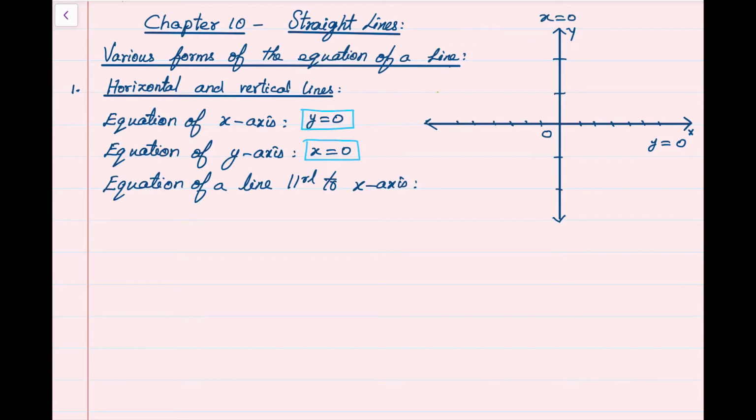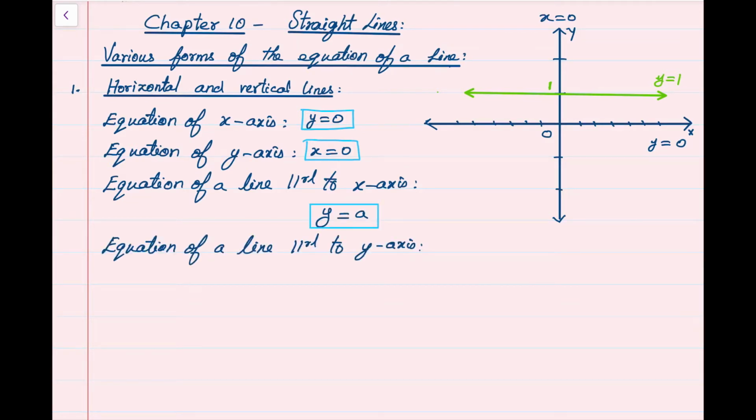Next, we will see the equation of a line parallel to the x-axis. Let us consider this line which is parallel to the x-axis and passes through y is equal to 1. For all points on this line, the y coordinate is 1. Therefore, the equation of this line becomes y is equal to 1. In general, if a line is parallel to the x-axis and passes through y is equal to a value, then the equation of that line becomes y is equal to a.